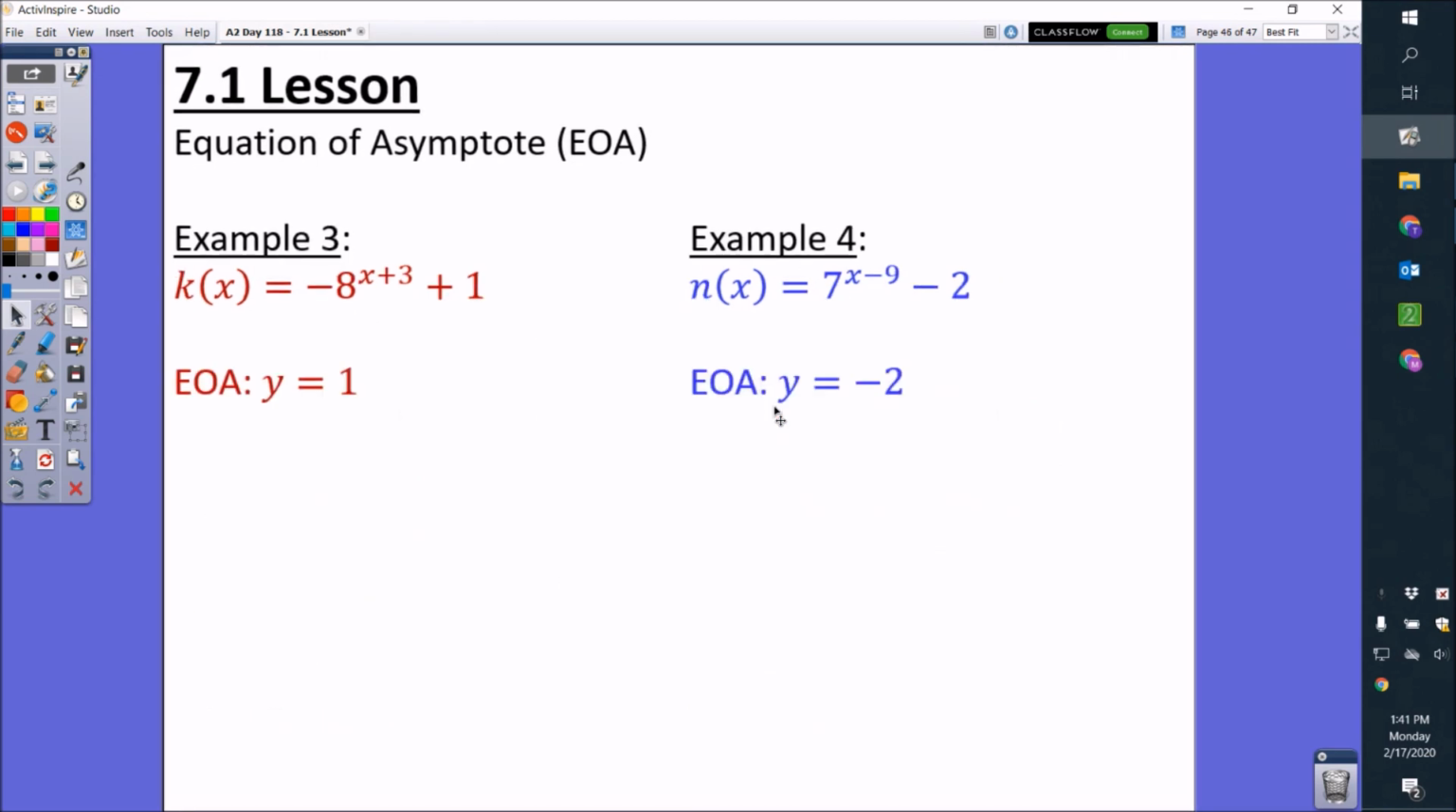Now, using the pattern for examples 3 and 4, I just simply look at the last number to determine my EOA, equation of asymptote. For example 3, plus 1 is the last number, therefore my EOA is y equals 1. For example 4, my last number is minus 2, therefore my EOA is y equals negative 2. So make sure you have that rule down, so that way you don't have to look for it. For EOA, it's not much work, just memorize the rules.